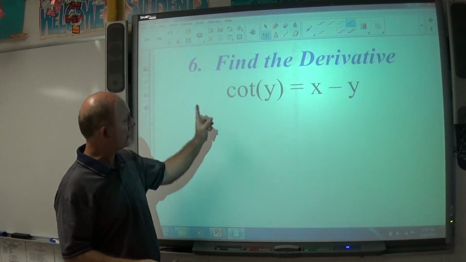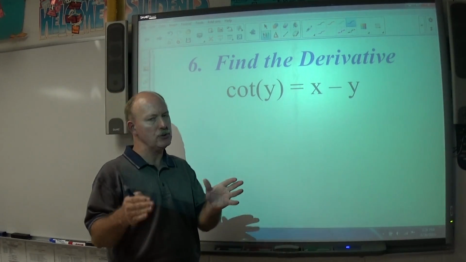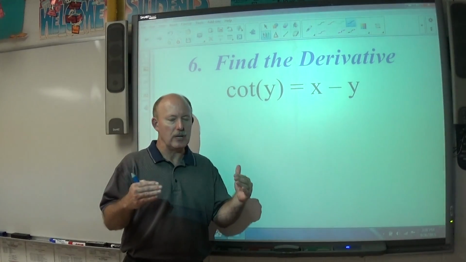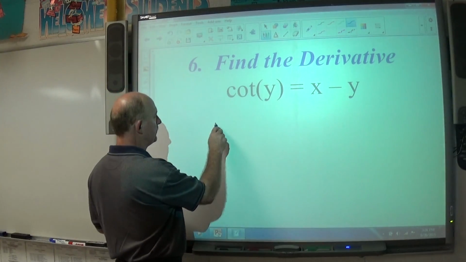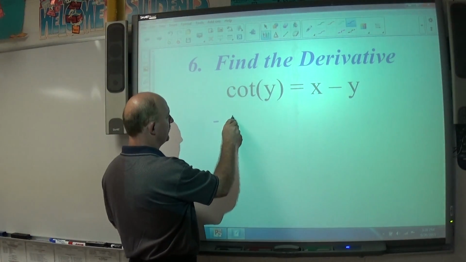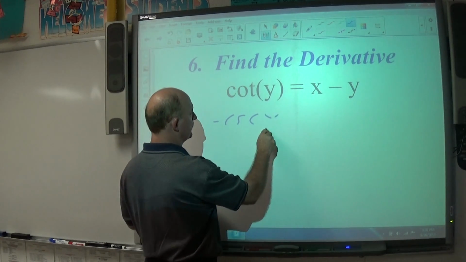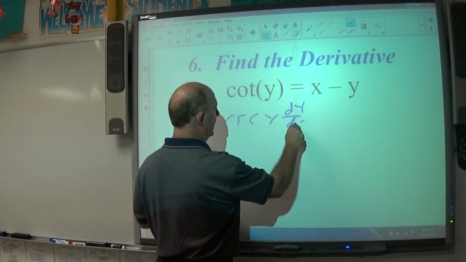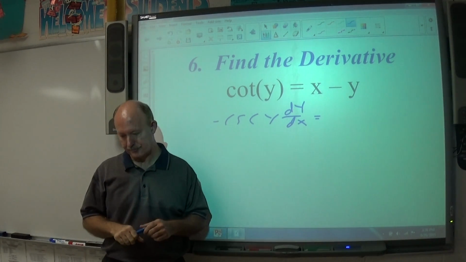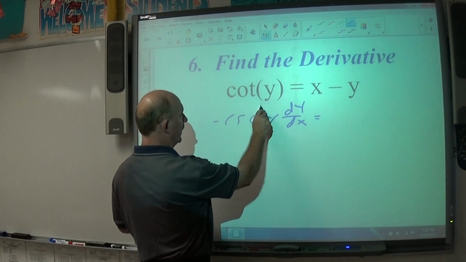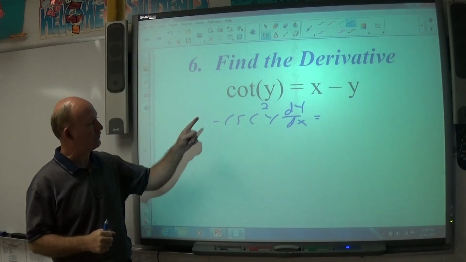So as you take the derivative, now the derivative of cotangent, this is one of those trig functions you have to have memorized. So when you see cotangent, right away you need to think of the derivative. So the derivative is negative cosecant squared y. Now this is in terms of y, so it'll be negative cosecant squared y times dy over dx.